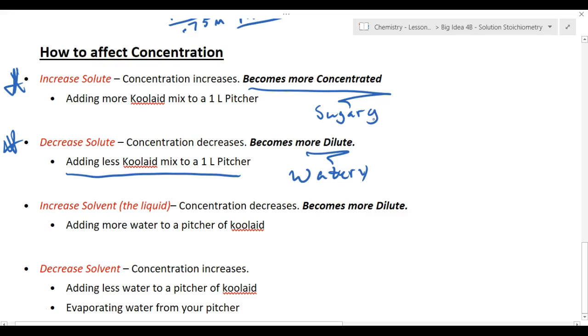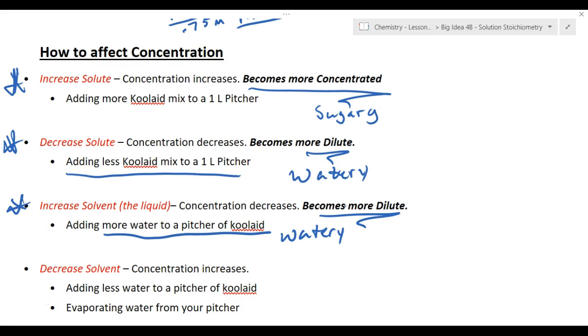The third one is increasing the solvent. So if you increase the solvent, that's increasing the liquid. Okay, so you're adding more water to a pitcher of Kool-Aid. This would make it more dilute. Okay, so this is going to make it more watery. So whenever we see the word dilute, we think watery. If we're adding more water, it's going to be more watery. It's less concentrated or more dilute.